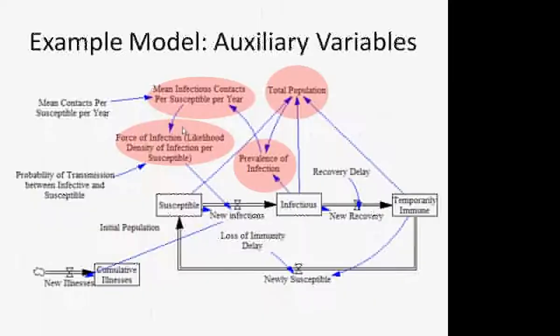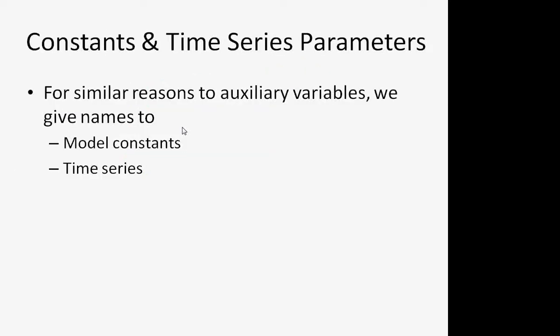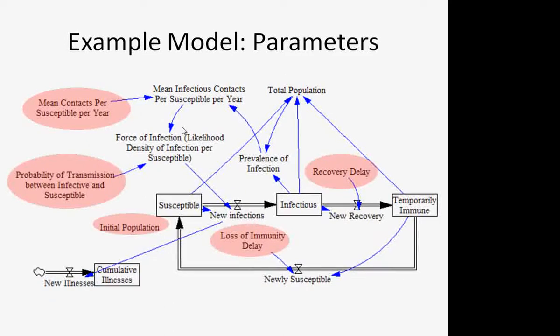Okay? So here are some auxiliary variables in red. They were supposed to be in red. And then we can have model constants and time series that we define, like these guys here: the initial population, the probability of transmission between a susceptible and an infective given contact, and mean contacts per year.